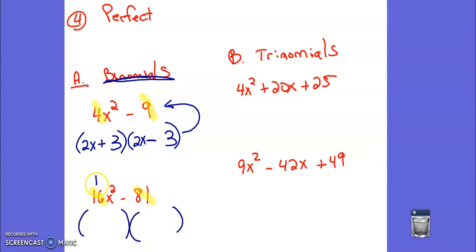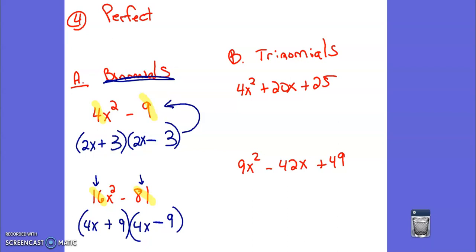Again, I noticed the first term and the last term, they are both perfects. What I mean by perfect, they're like perfect square roots. So this would be 4x and 4x, and this would be 9 and 9. Because it's a binomial, one is positive, one is minus. Check it by FOILing. Let's go to perfect trinomials.